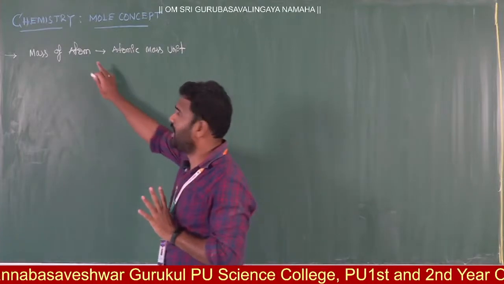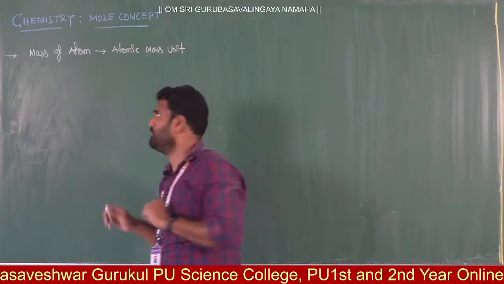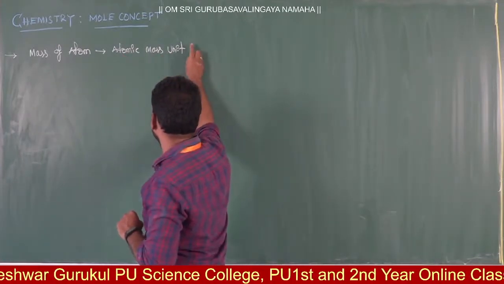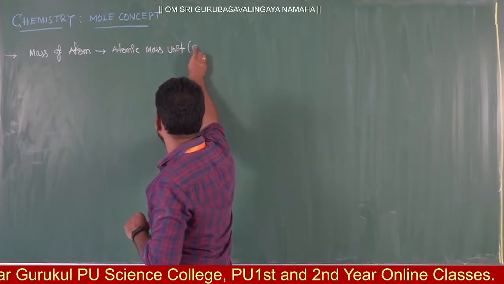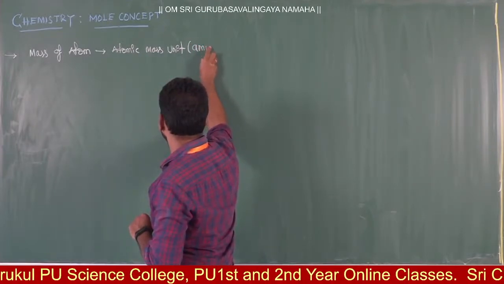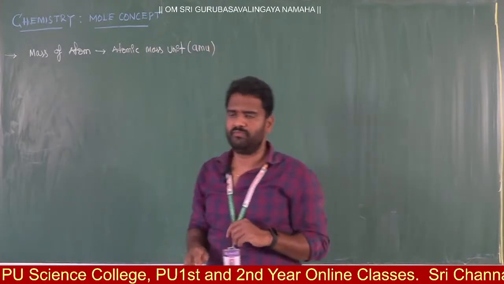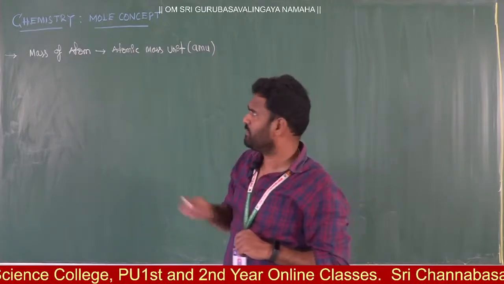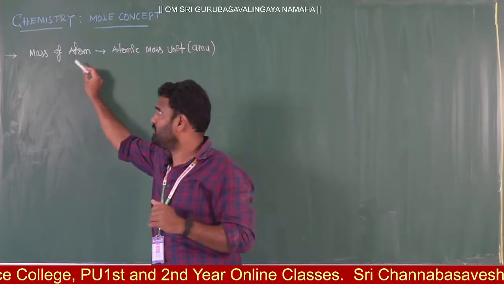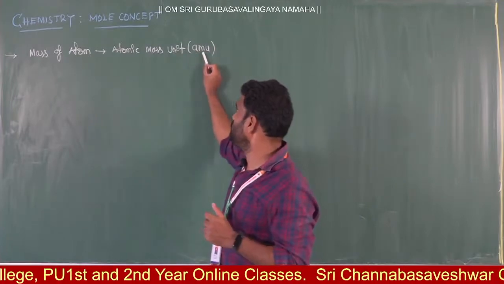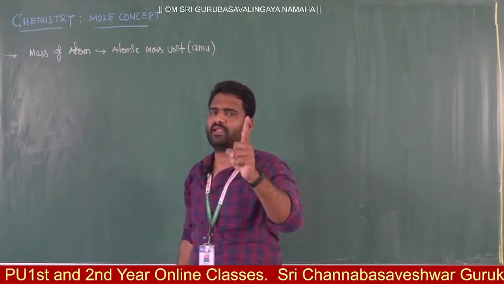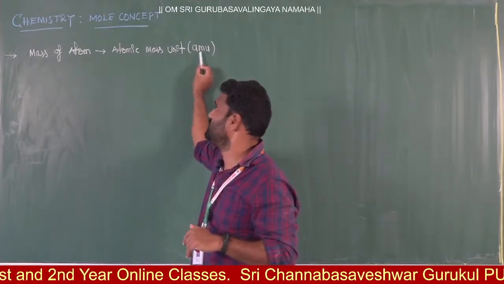So for the mass of an atom, we are talking with respect to one atom only. That unit will be atomic mass unit, which you can write as AMU. Whenever you express the atomic mass of any atom in AMU, it indicates there is only one atom, and its weight will be given with some number.